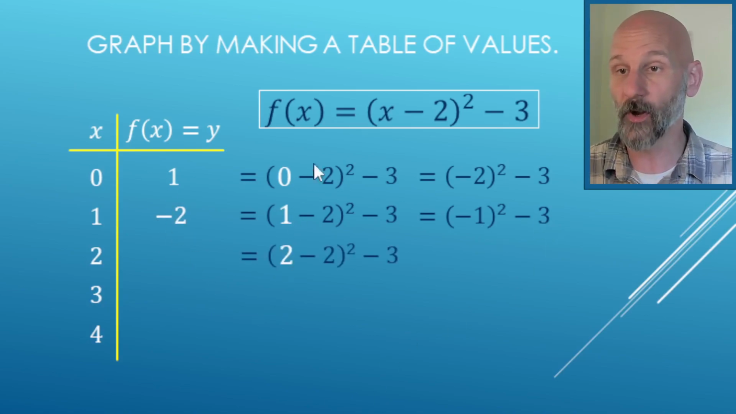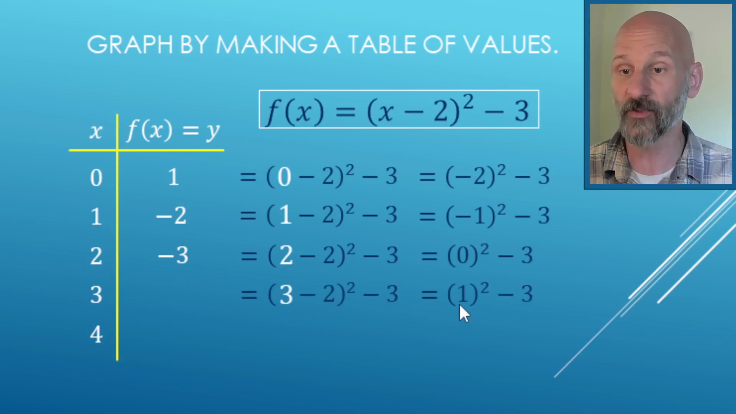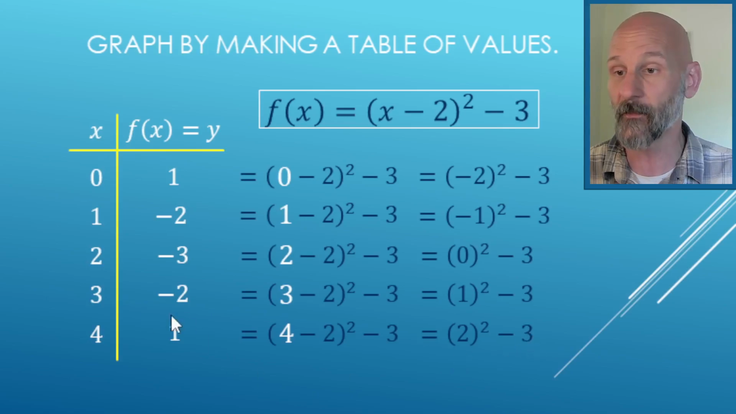Next up, replace the 1 or the x with a 2. 2 minus 2 is 0. 0 squared is 0. Minus 3 makes negative 3. Next up, instead of a 2, we have a 3. 3 minus 2 makes 1. Squared makes 1. Minus 3 makes negative 2. And for the last one there, 4 minus 2 is 2. 2 squared is 4. Minus 3 makes 1.